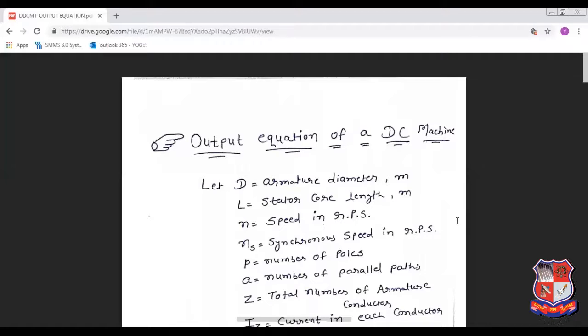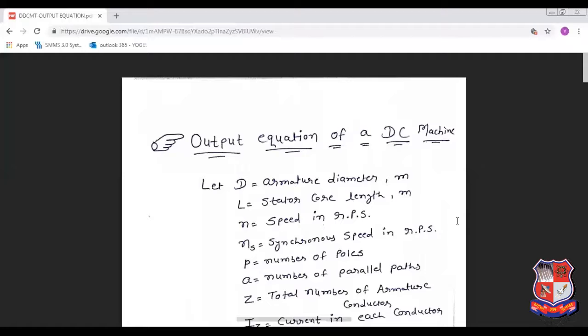To derive the output equation of a DC machine, we use the following symbols. D equal to armature diameter in meter. L is equal to stator core length in meter. Small n equal to speed in revolution per second. If speed is given in revolution per minute, then divide by 60 to convert into revolution per second.